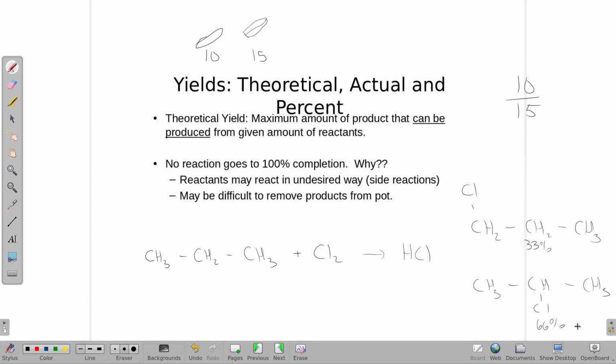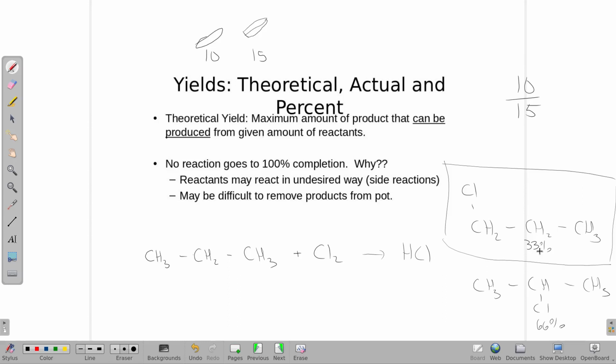Well, if you're an engineer and you need to make a bunch of this thing, here's what's going to kind of stink. No matter what you do, your final yield is only going to be 33%. Because you're going to make a bunch of this stuff that you have no use of whatsoever, and there's nothing you can do about it. So it looks like you get a 33%, but if that's all you can get, that's all you can get.